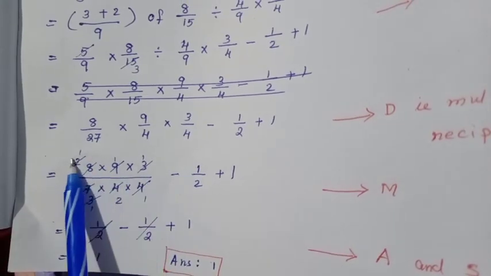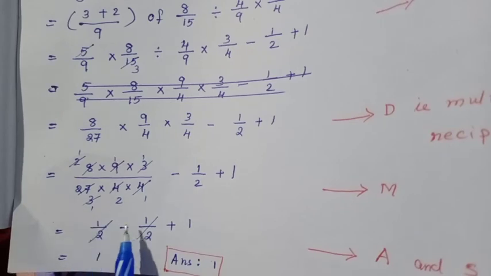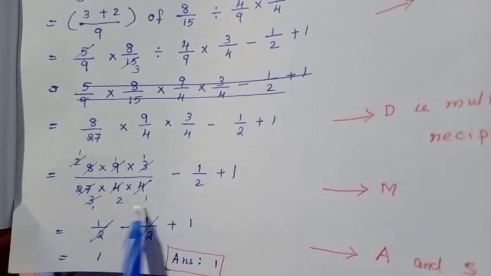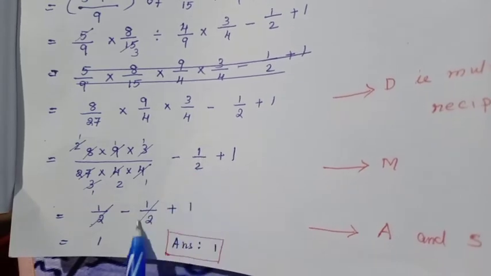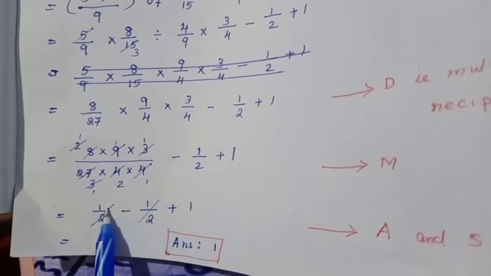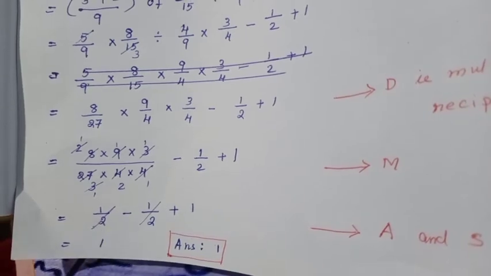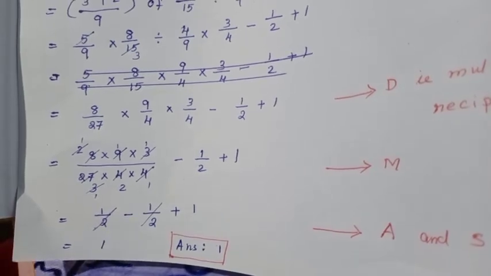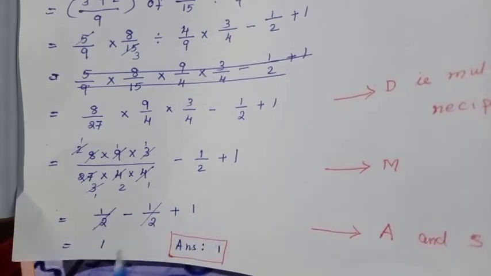Numerator 1 everywhere is cutting and 1 only, so 1 is the numerator, and denominator 2 into 1, 2 into 1 is 2. Then minus 1 by 2 plus 1. So now 1 by 2 minus 1 by 2 plus 1 is remaining. 1 by 2 minus 1 by 2 means it is cancelling, that is 0 only. Another example, 8 minus 8 means it is 0 only. So 1 by 2 minus 1 by 2 cutting like this. Then plus 1. So plus 1 is the answer.